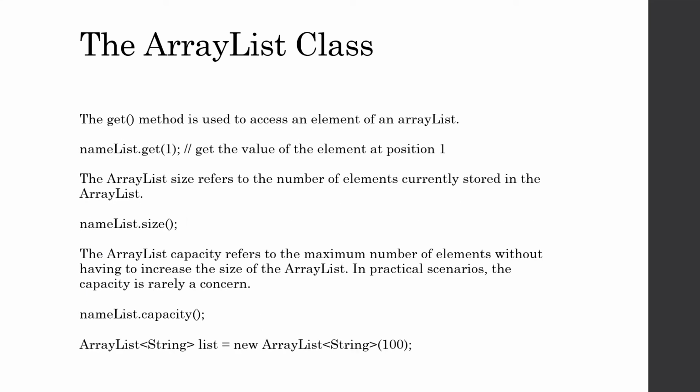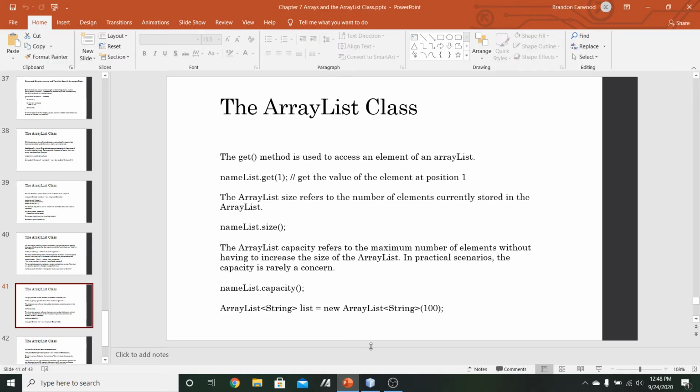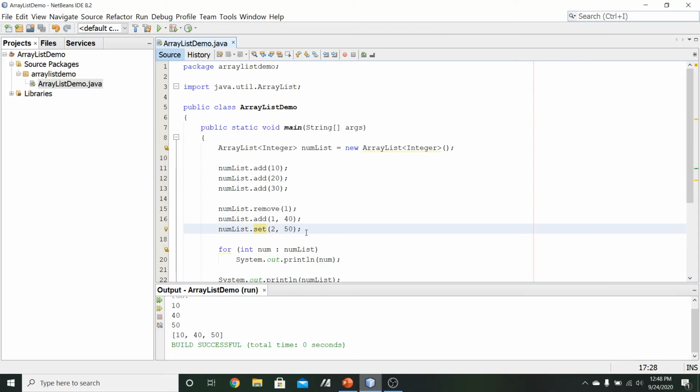And then one last method we can take a look at for the individual items of our array list is going to be the get method. So the get method is going to be used to access a specific element of an array list. So specifically, we can use that to get the value that is at a certain position that we specify. So our example that we have right here, we've got namelist.get, and then we've specified position 1. So we're going to get the value of the element at position 1. So we can take a quick look at this, and we'll get into that size and capacity.